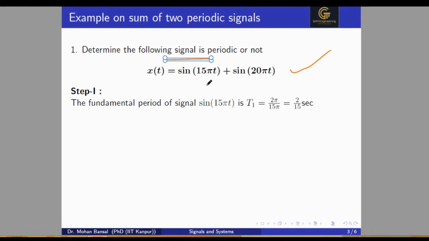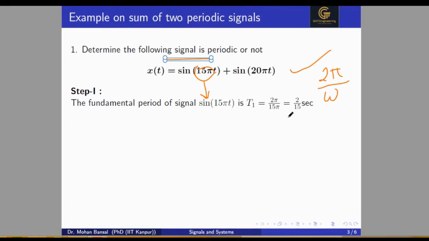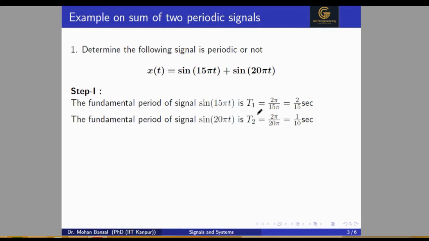First we will compute the fundamental period of sin 15 pi t. We can compute the fundamental period by using 2 pi divided by omega, which we have already seen in the last video. You can refer to my previous video given in the description. So T1 is 2 pi divided by omega, where in this signal omega is 15 pi. Comparing with sin omega t, 2 pi by 15 pi gives 2 by 15 second. In a similar way, the fundamental period of sin 20 pi t is 2 pi divided by 20 pi, which is 1 by 10 second.